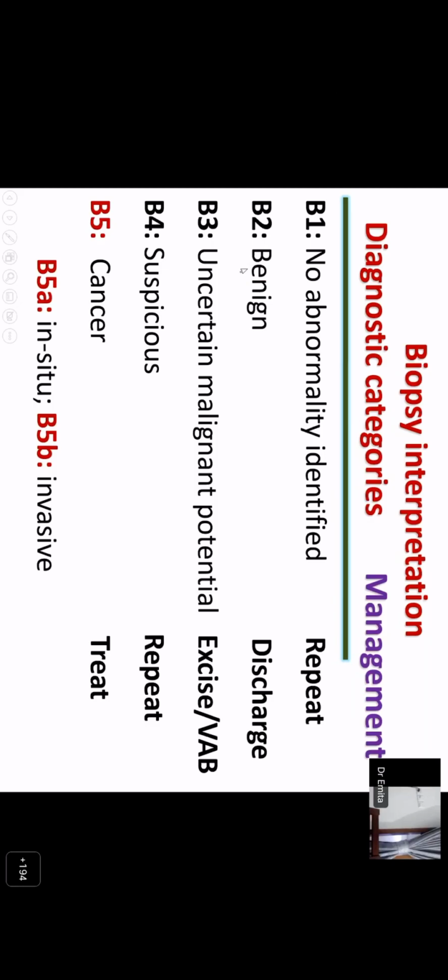B2 we give when they say it was an R2 or R3 mass. The surgeon is also happy that it looks like fibroadenoma, and I have got a fibroadenoma. All three of us are happy. The radiologist is happy, the surgeon is happy, the pathologist is happy. It's B2, discharge. No need to do anything more.